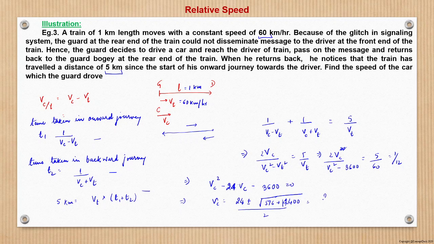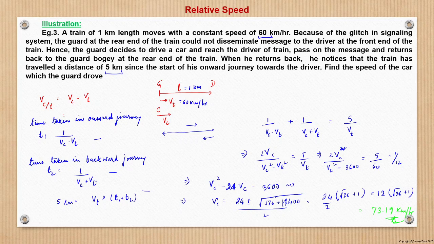From here if we solve, we get 24 into root 26 plus 1, right? If we solve this by 2, basically this is nothing but 12 times root 26 plus 1, and root 26 we know is nearly 5.1. So if we solve that, we get 73.19 kilometer per hour. This is the answer to this question.